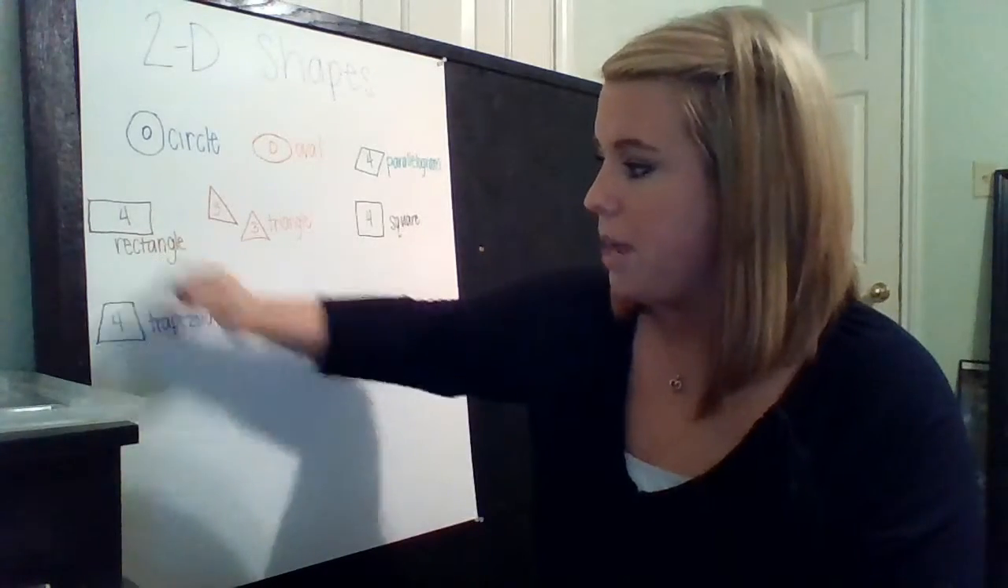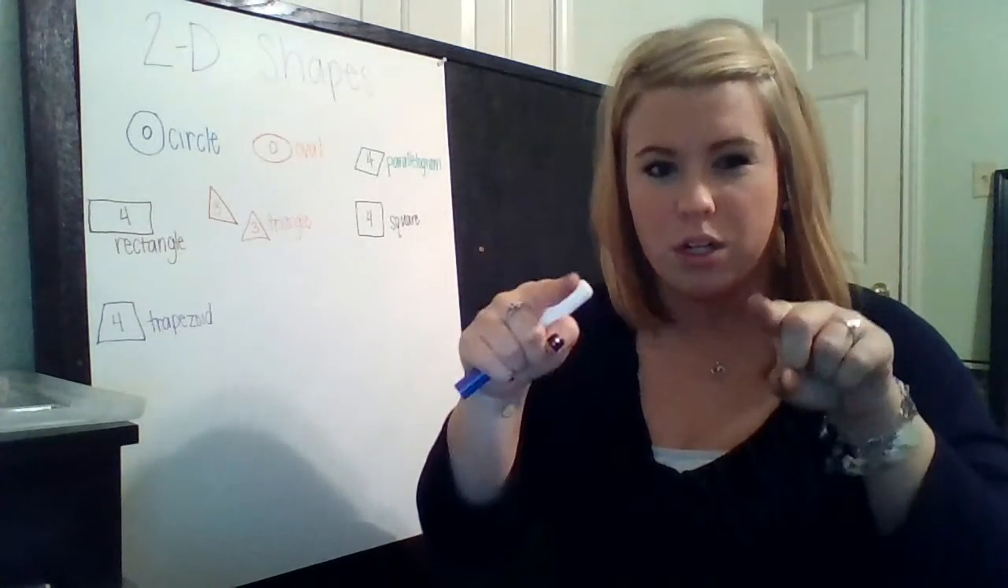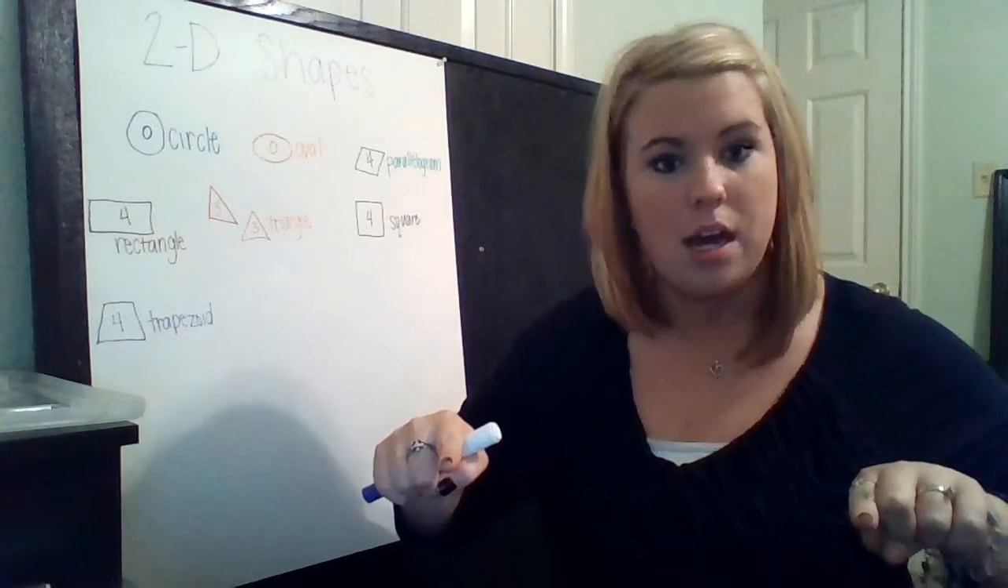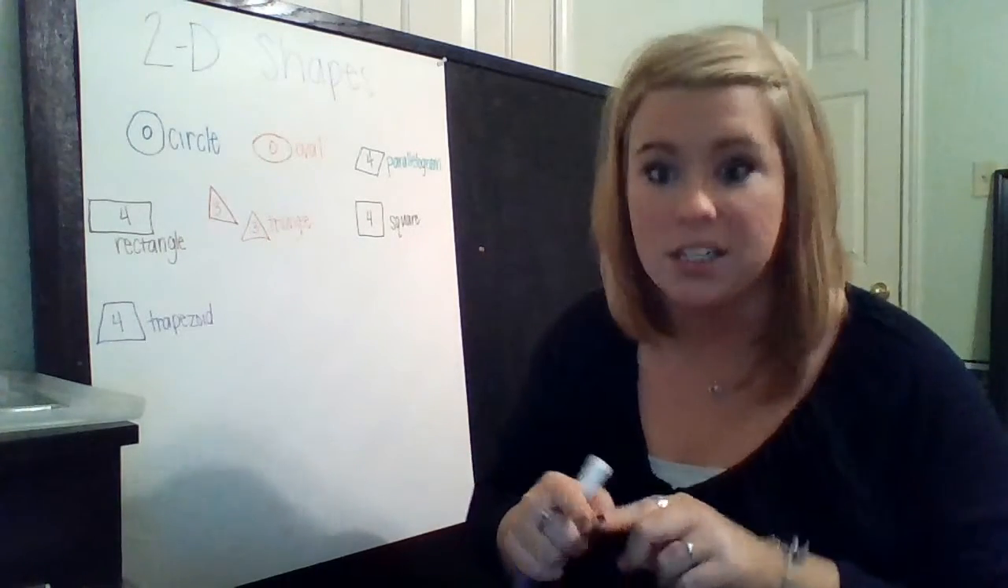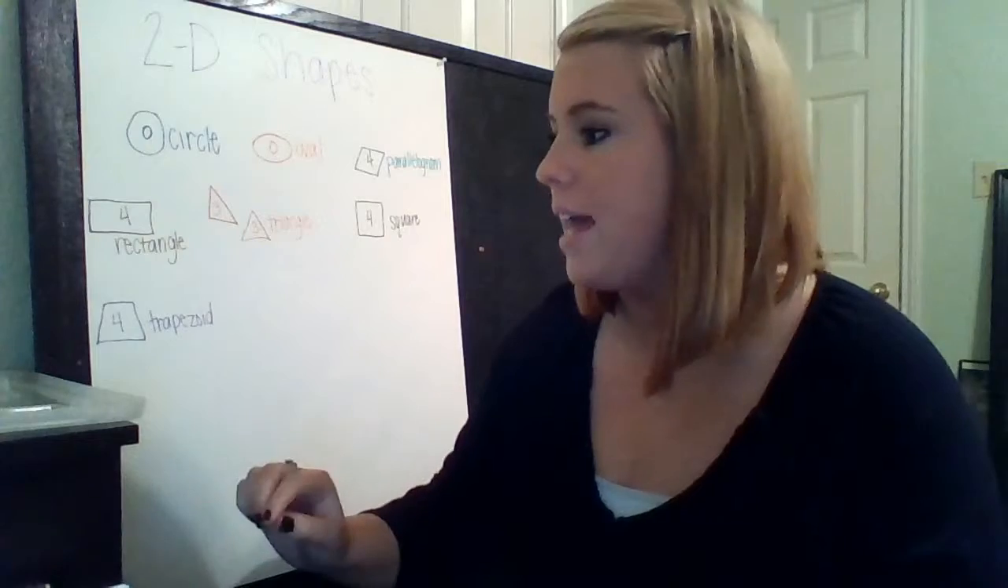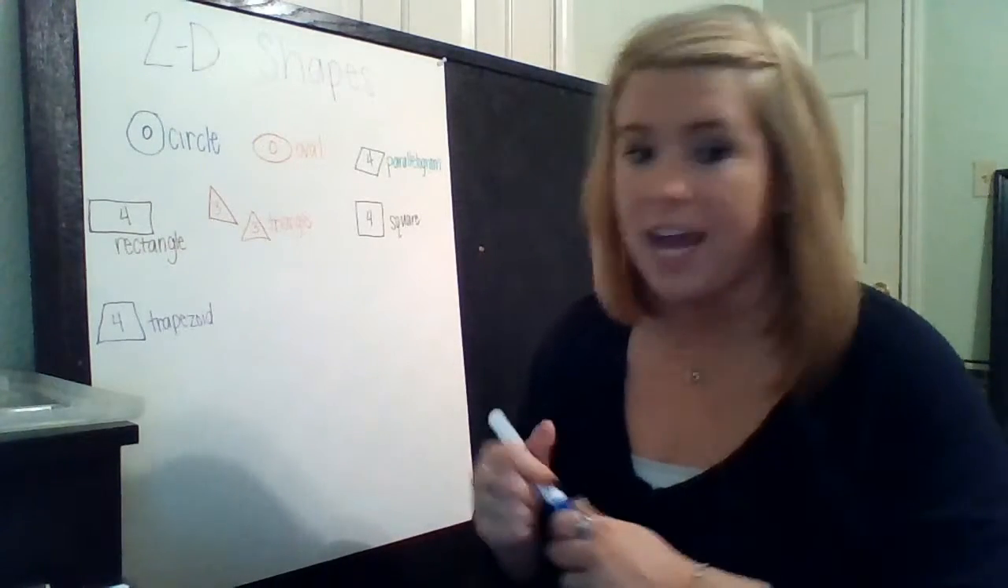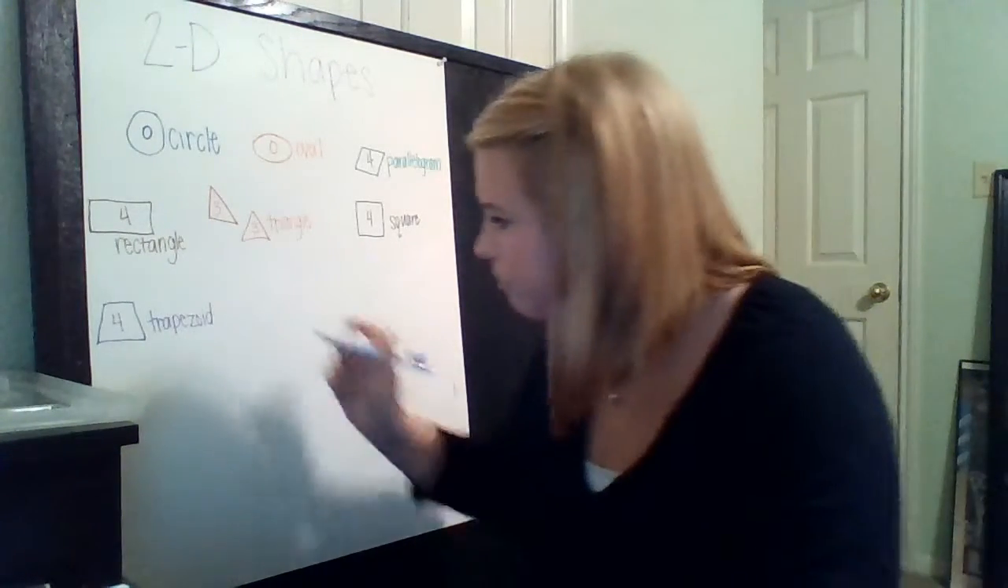So whenever you see a shape like this that has sort of a shorter top, outward sides, and then a long bottom, that is called a trapezoid. And next we are going to create a rhombus.